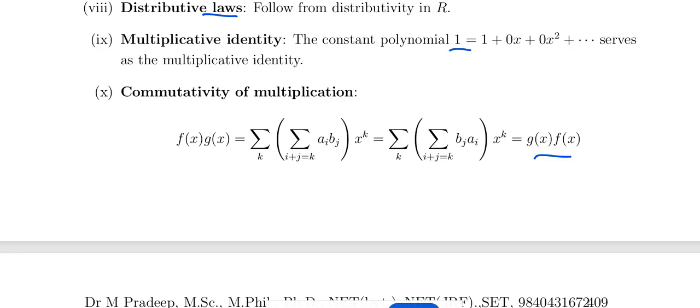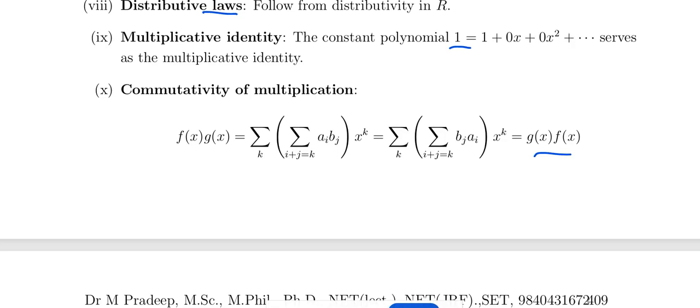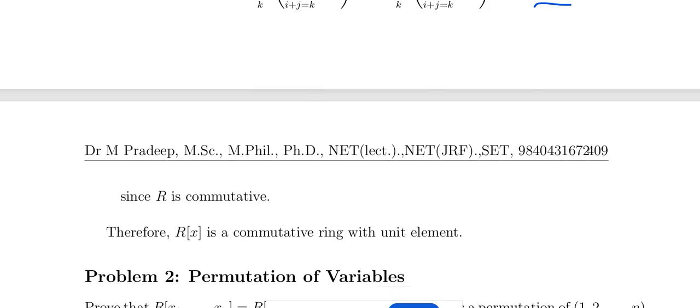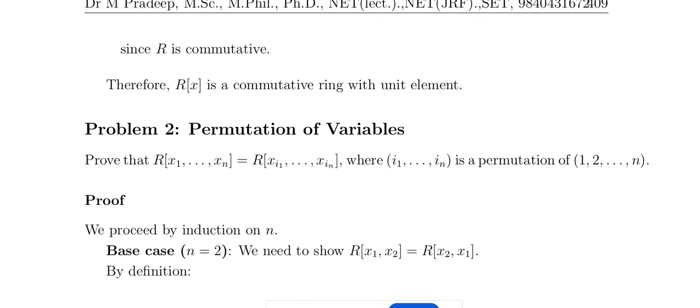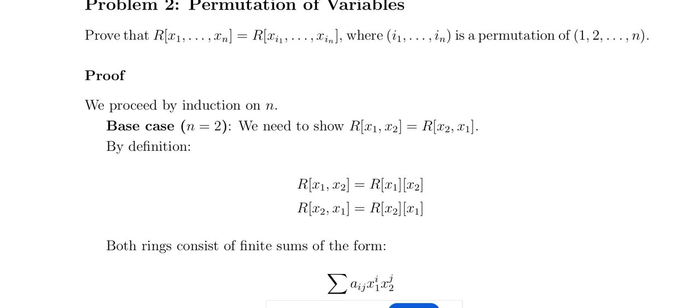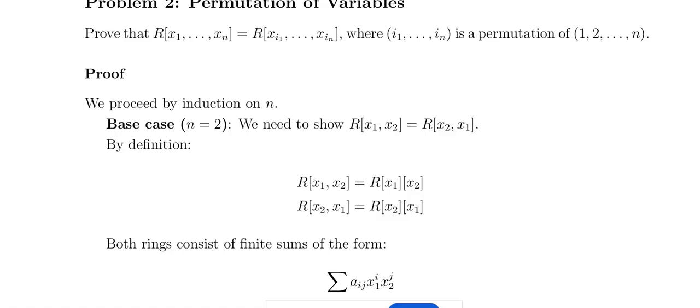Whenever R is a commutative ring with unit element, R[x] is also a commutative ring with unit element. In the same way, this is another result: R[x_1, x_2, ..., x_n] equals R[x_{i1}, x_{i2}, ..., x_{in}], where i_1, i_2, ..., i_n is a permutation of 1 to n.